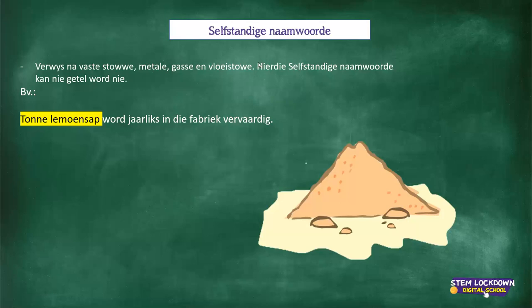And therefore, we use mass nouns. Now, that refers to stowwe, metale, gasse en vloeistowwe. In other words, everything that can't be counted. So for the example here, tonne limoensap word jaarliks in die fabriek vervaardig. Tons of orange juice are being made in the fabriek each year or manufactured each year. In other words, tons of limoensap, tonne orange juice, won't be able to be counted, and therefore we use mass nouns.